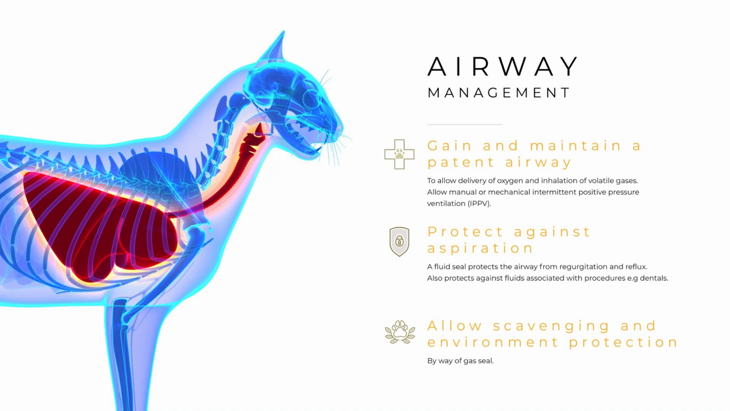At the same time, we also need to protect the airway with a fluid seal. This will protect against reflux or regurgitation from the patient, and also any fluids we are introducing as a result of a procedure, for example, dentals. Finally, we also need to have a gas seal to protect the environment from any excess volatile agents that are exhaled. Without a gas seal, these drugs will leak into the atmosphere and are inhaled by staff members, so of course this needs to be avoided.